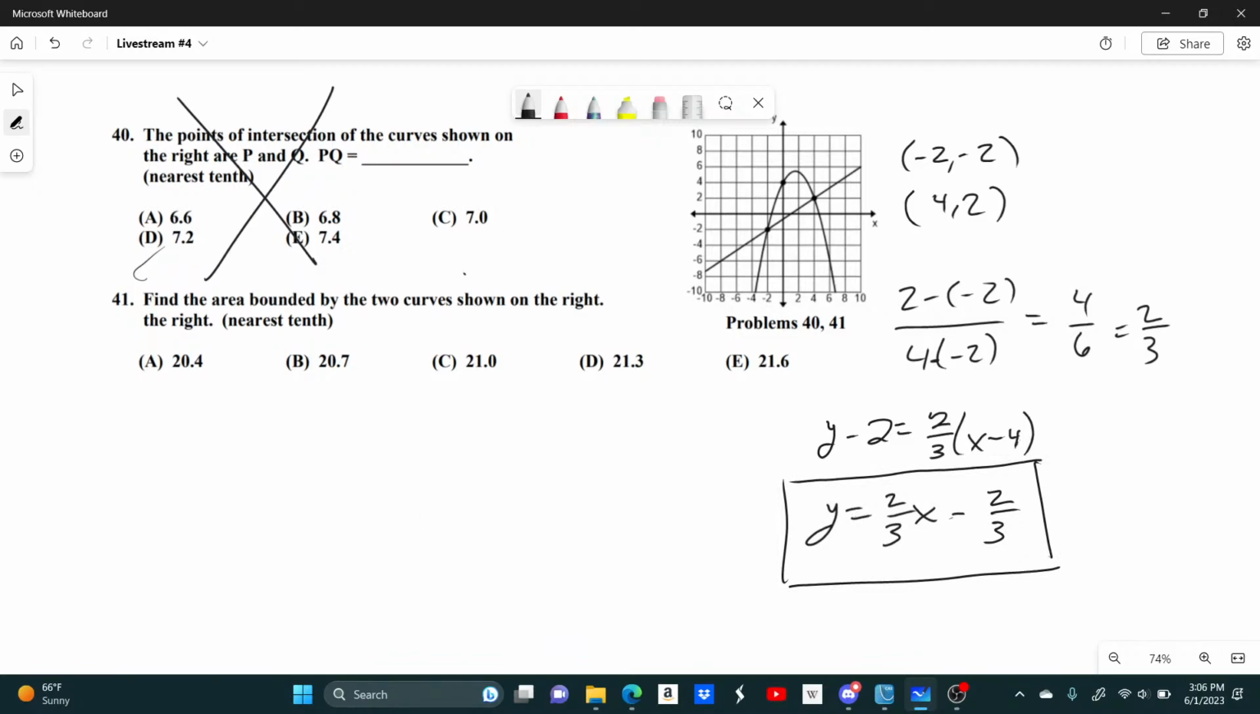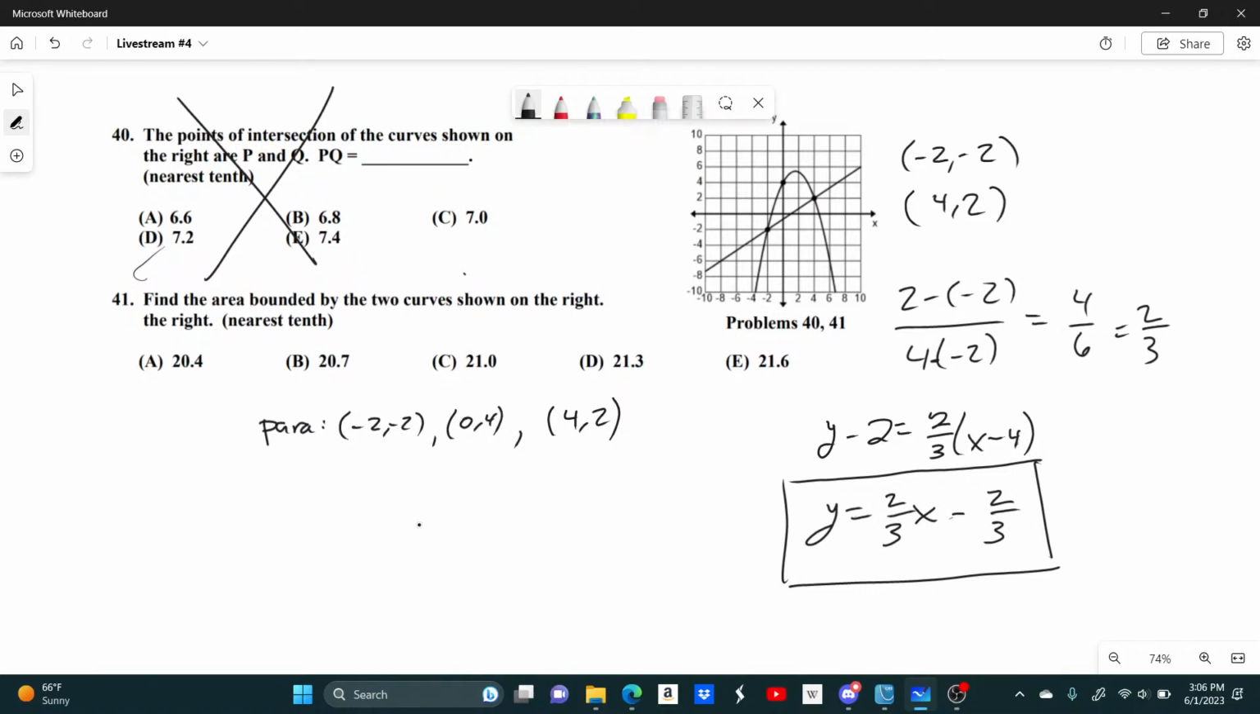Now we just have to find the equation of the parabola. There's a couple ways you can do this. It doesn't actually give us the vertex, which is a little bit annoying. But let's see, what are the points that it gives us? It gives us -2, -2. It gives us 0, 4. It gives us 4, 2. So it doesn't give you the vertex, which is usually how you would solve for the equation of this.